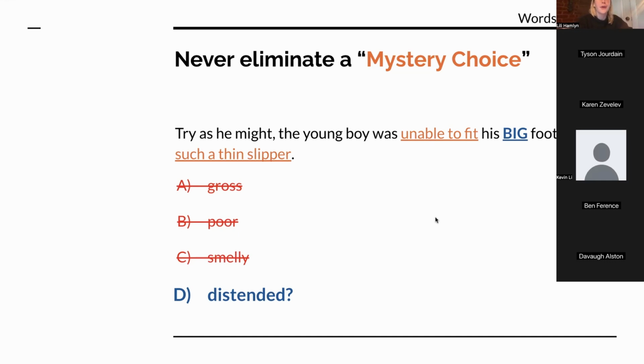Sometimes we can go for a mystery choice. I think with this process, the worst case scenario is that if you don't know the meaning of two words, there might be a moment where you're choosing between two words you don't know, but at least that's a 50-50 thing.